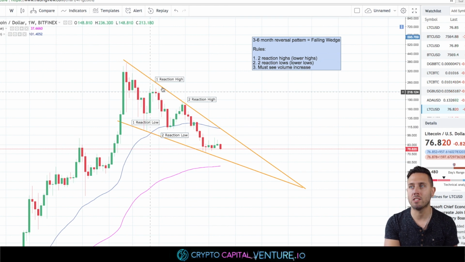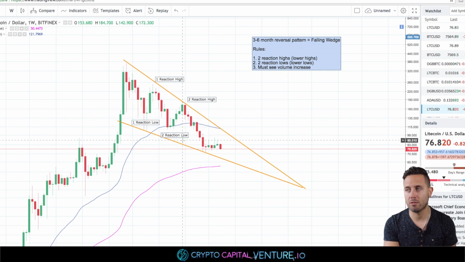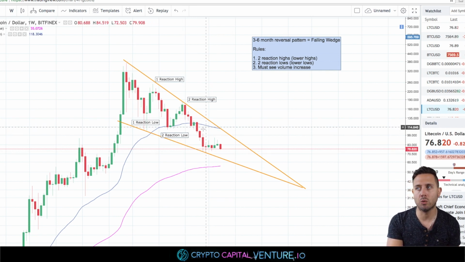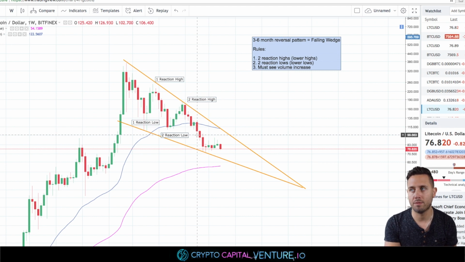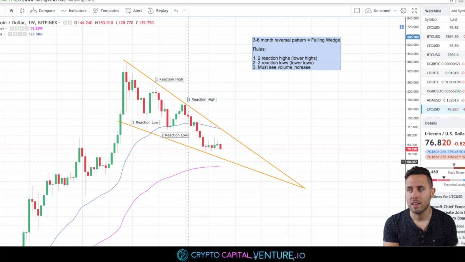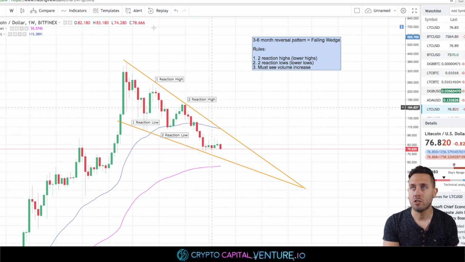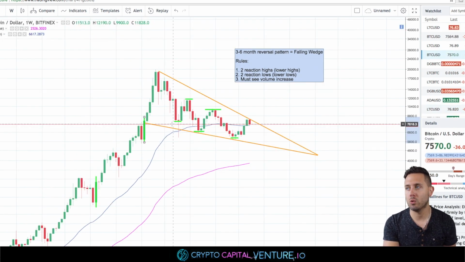Litecoin, same thing. You can see it, reaction low, reaction high 1, reaction high 2, and then we have the reaction lows. So right now, Litecoin has been pretty much following Bitcoin in terms of the general trend, but not following it to a T. And that's completely normal. So what I want to look at on Bitcoin is the potential for two scenarios, right?